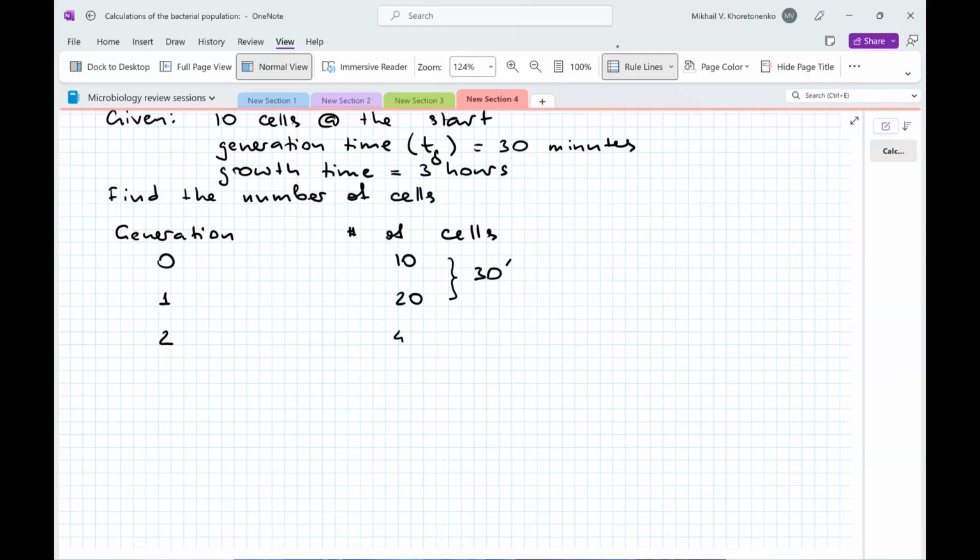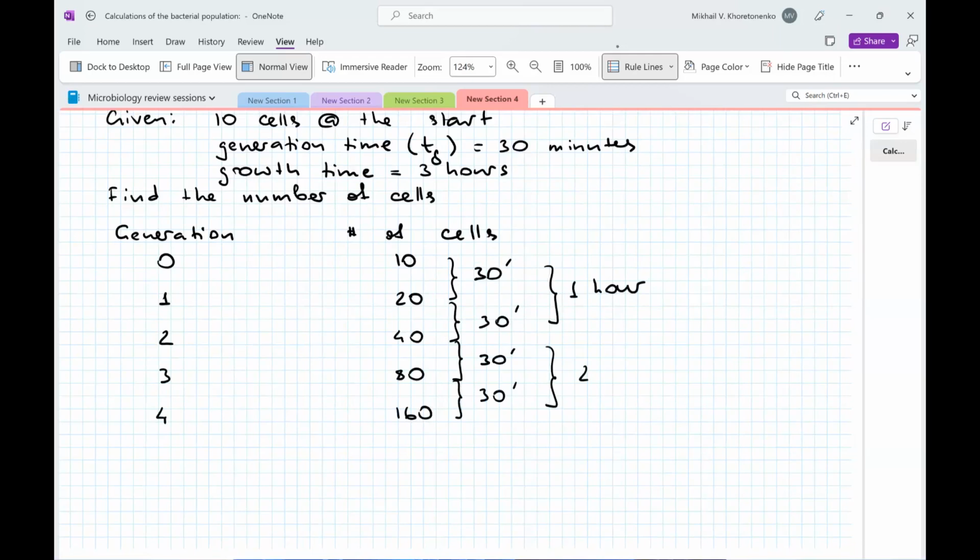Generation 2, you have 40 cells. That time is 30 minutes again, so it gives you 1 hour. Generation 3, the number of cells is 80. That's another 30 minutes. Generation 4, the number of cells is 160, and another 30 minutes is spent, which is 2 hours. So first hour, second hour, right?